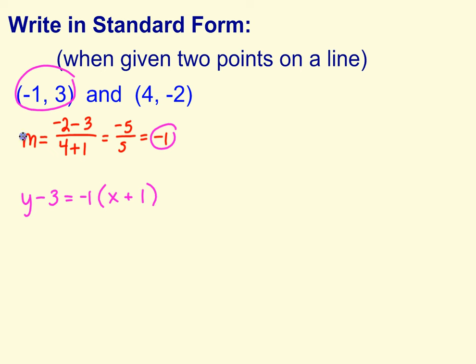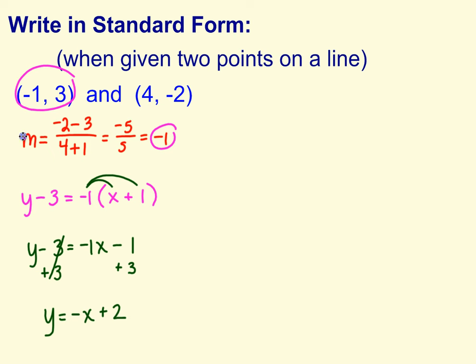So when you have point-slope form and you have to keep going to standard form, we will solve for y next. So we distribute our slope. Y minus 3 equals negative 1x or negative x, and then negative 1 times 1, so minus 1. We're still getting y alone, so we'll go ahead and add 3. We have y equals negative x plus 2.